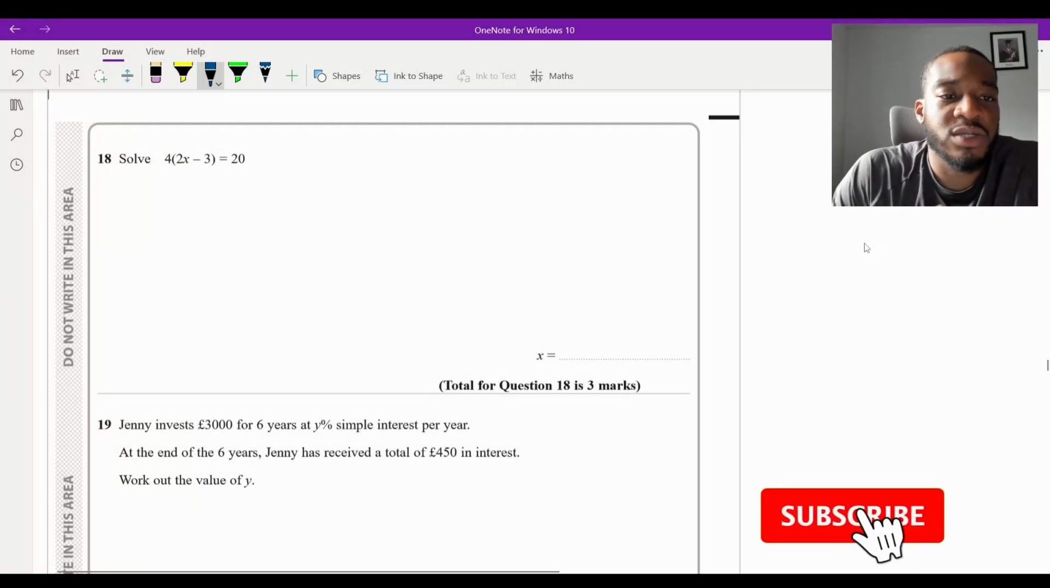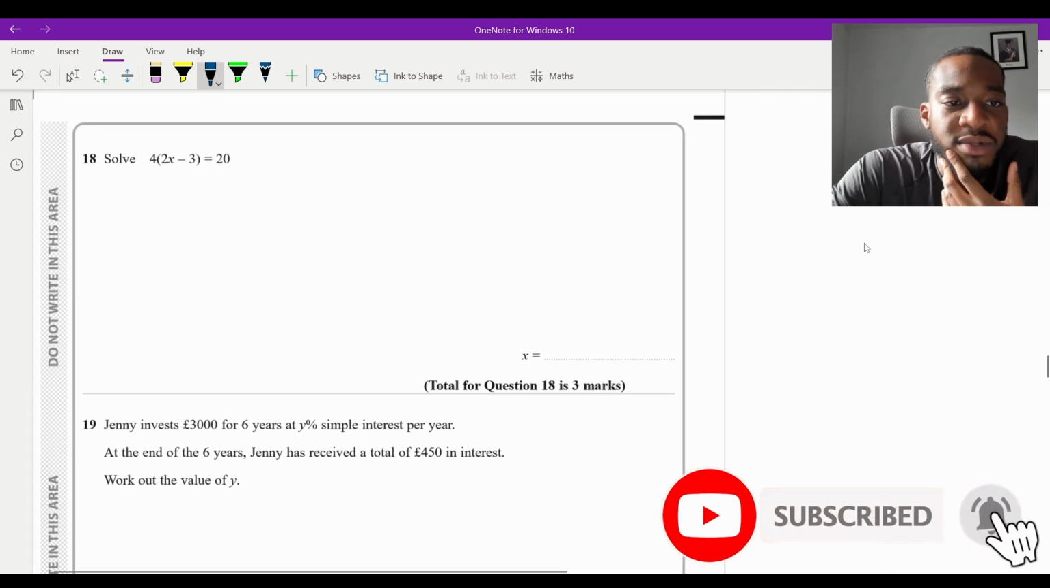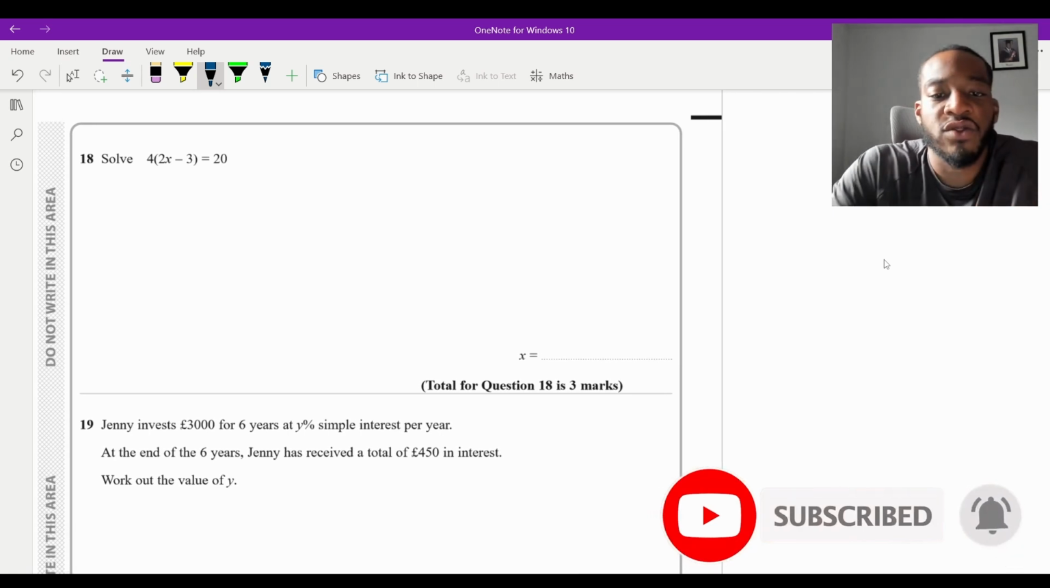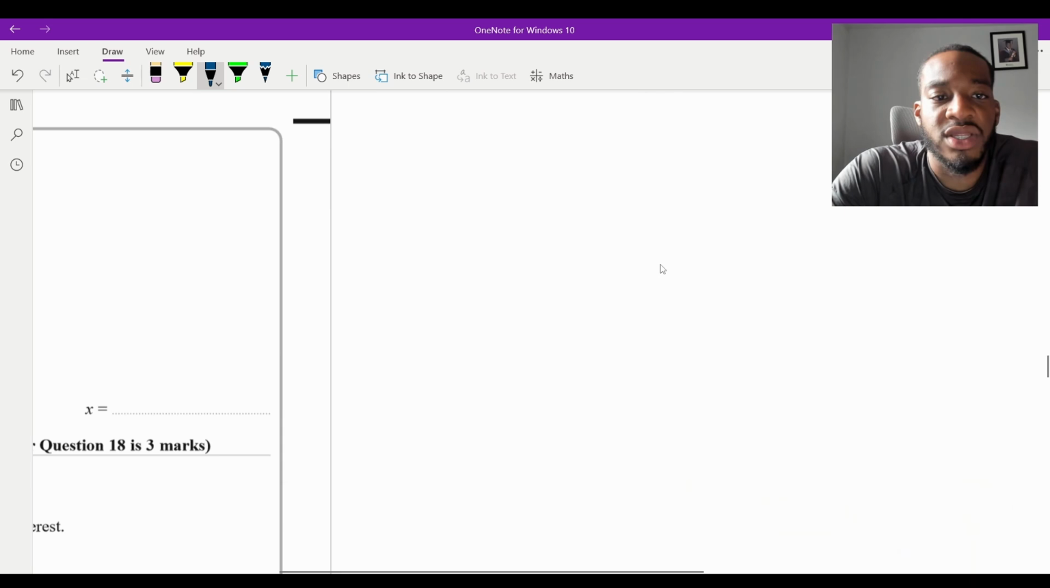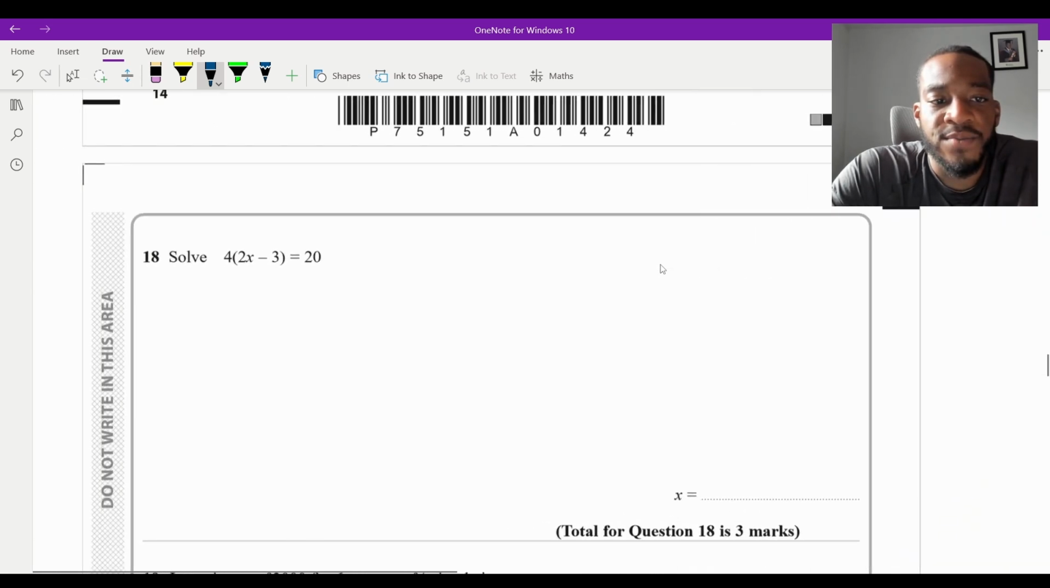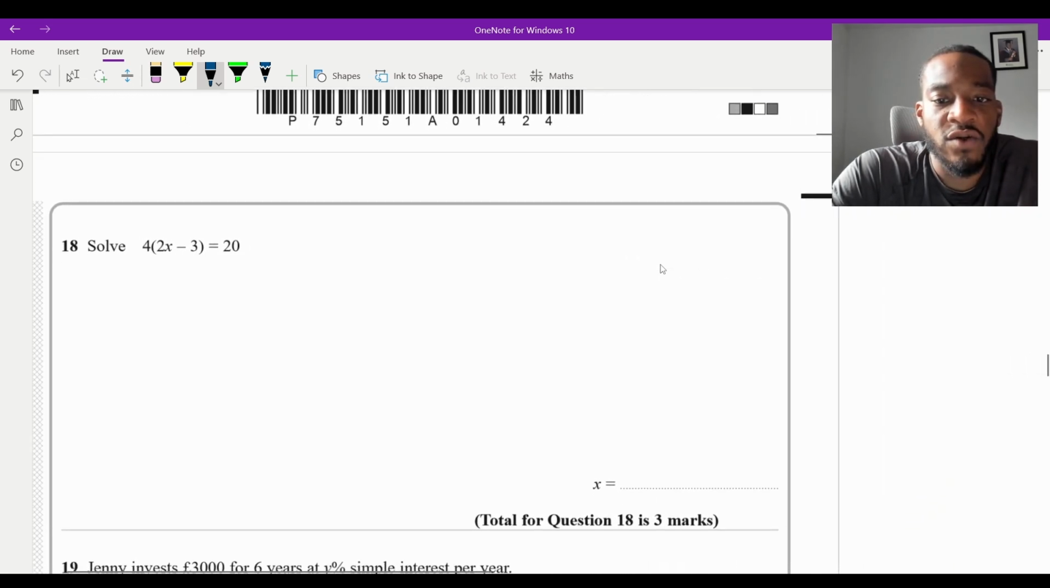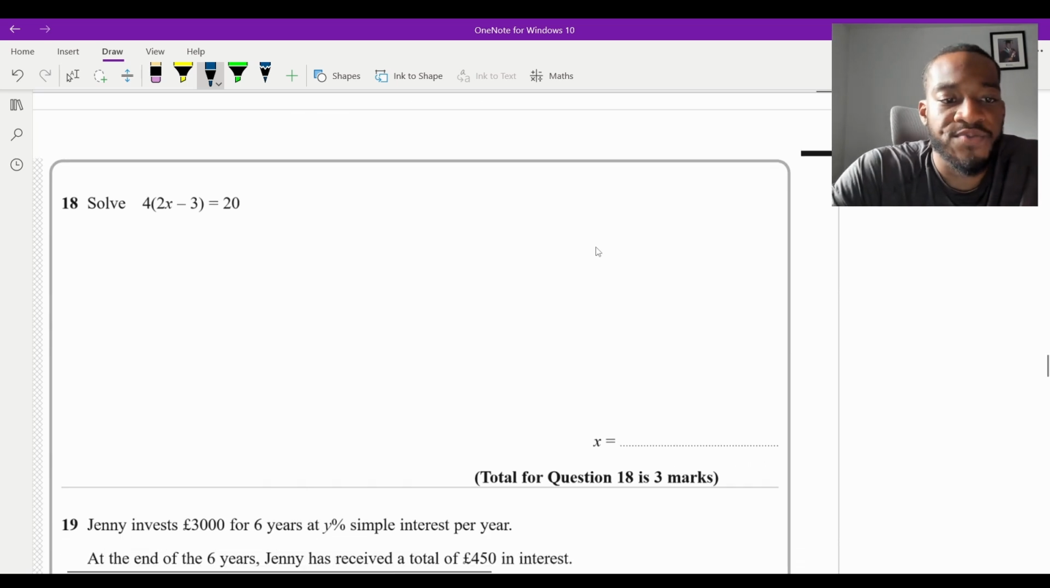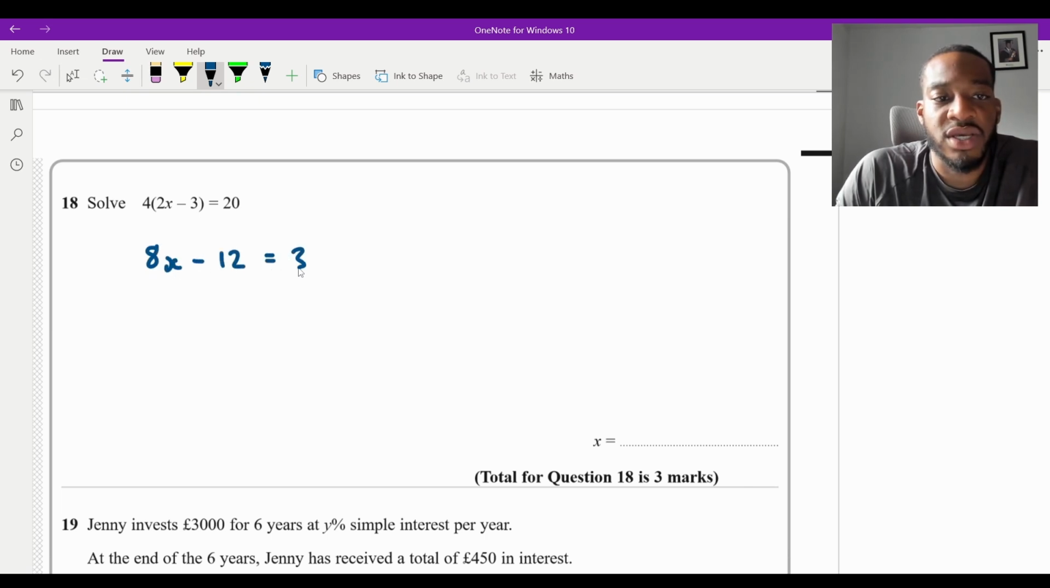Okay, so question 18 says we need to solve 4 times by 2x minus 3 is equal to 24, 3 marks. Let me just zoom in a bit so you can just see that question. But yeah, solve that for 3 marks. Now, what you'd want to do is you'd want to first expand the bracket. So if I expand the bracket, I'm going to have 8x minus 12, and this is going to equal 20, sorry.